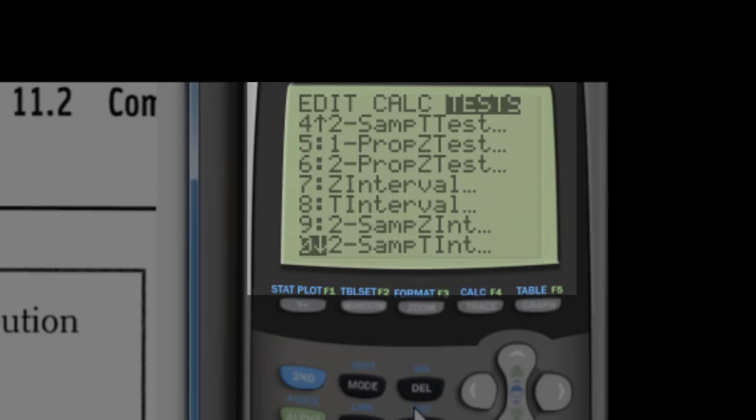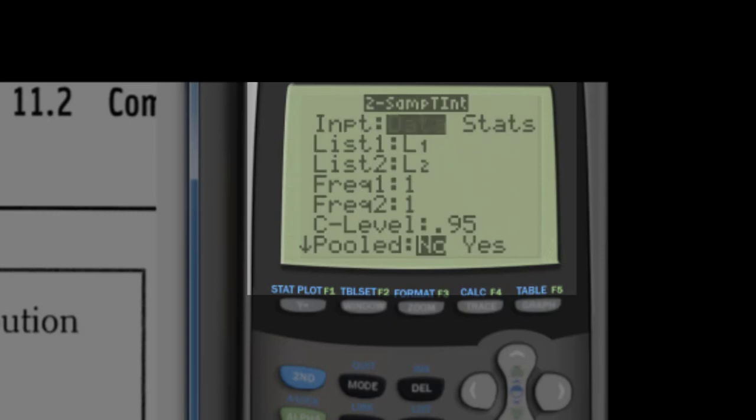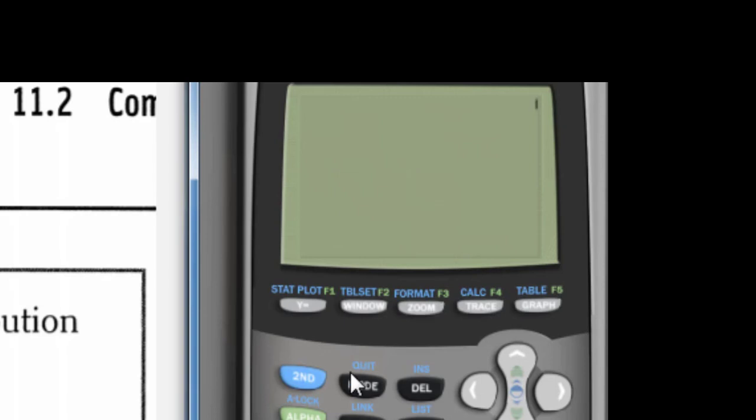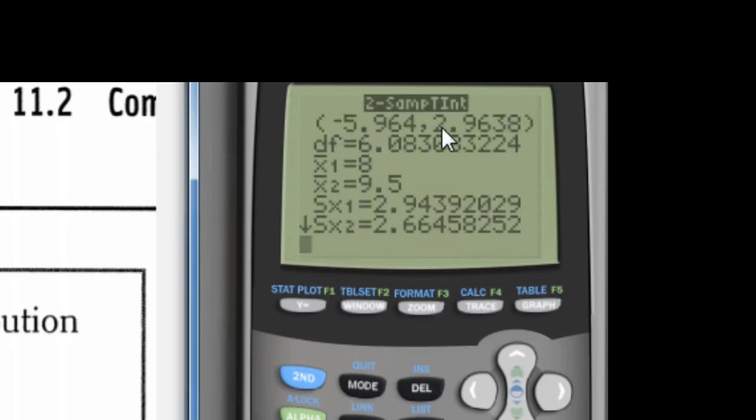What's kind of cool is if you have two lists of data, you can select this option on your calculator by going to stat tests, two-samp t-int, two-sample t-interval. If you hit enter and you have data in lists, you can put your list in L1 and L2, set the frequency levels to 1 and 1. C level stands for confidence level. Usually for the default, we'll select no for pooled. Then if you go down to the bottom where it says calculate and hit enter, your calculator will tell you the final numbers that make up your two-sample t-interval.